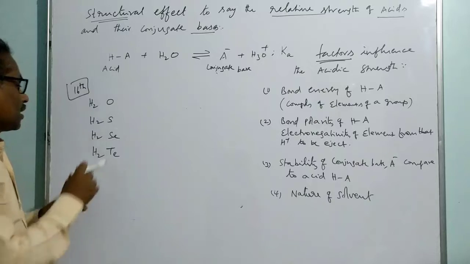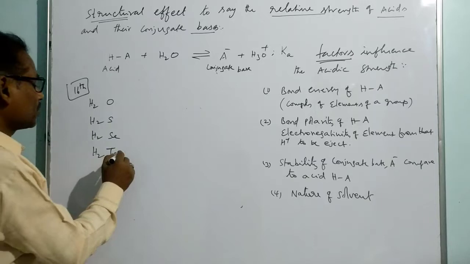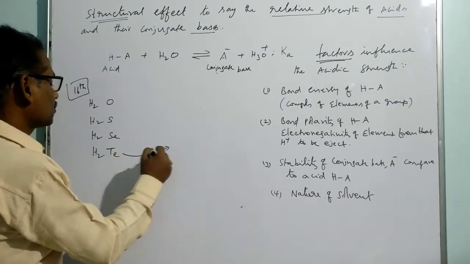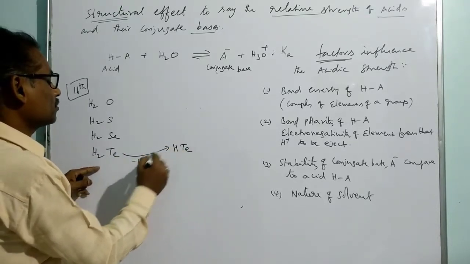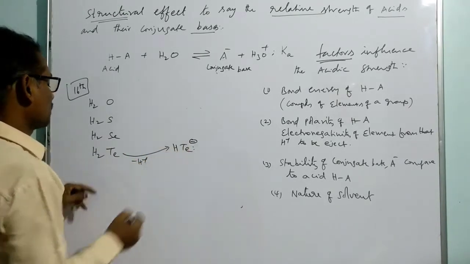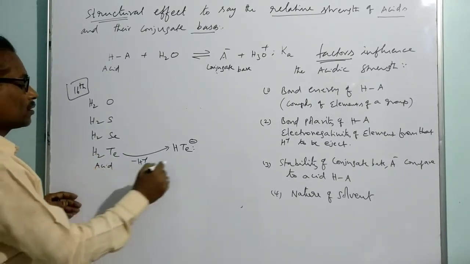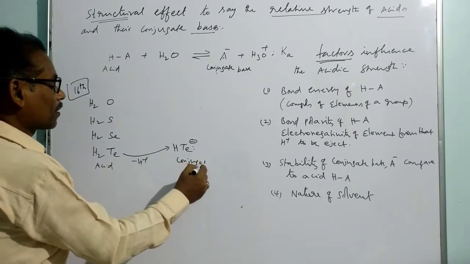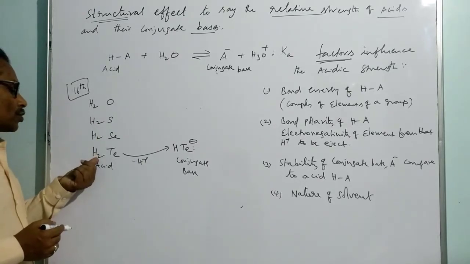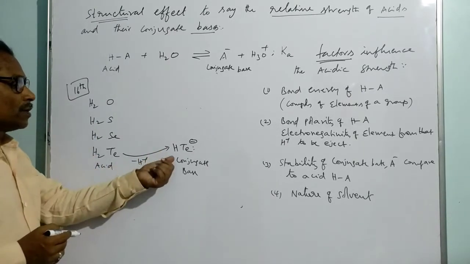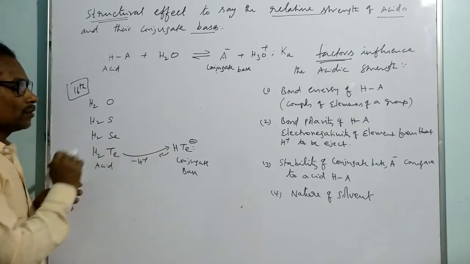So in this case, once again, as the element size increases, bond energy decreases. That means which is more preferred to eject the proton. So this is more preferred to eject the proton, and gives rise to this one. Okay, so this is the conjugate base. These are acids, these are conjugate bases. So based on the bond energy, I can say this extreme down compound is a stronger acid and the respective conjugate base is a weaker one.